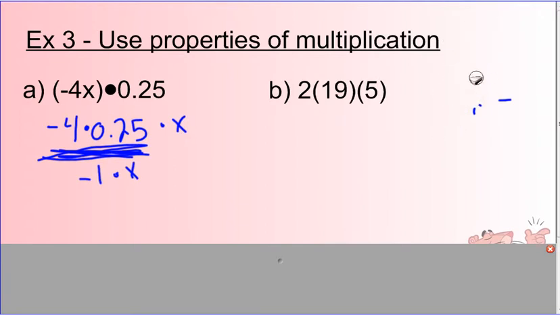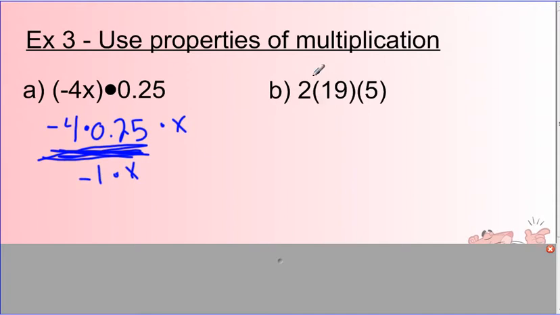So the whole point of those properties is it allows you to do math simpler. Look at this next problem: 2 times 19 times 5. Now, you could take 2 times 19, which is 38, and then 38 times 5 is some big number I don't want to do in my head. But if you're using these properties, watch this little trick.